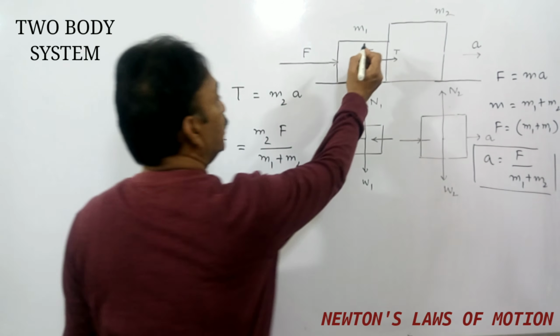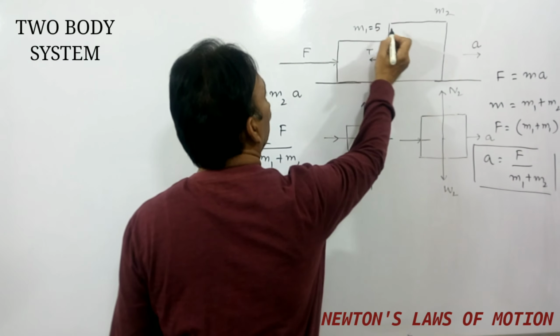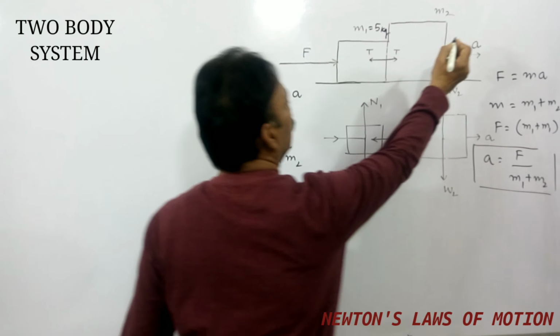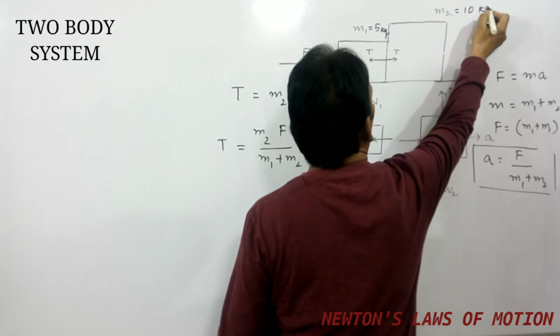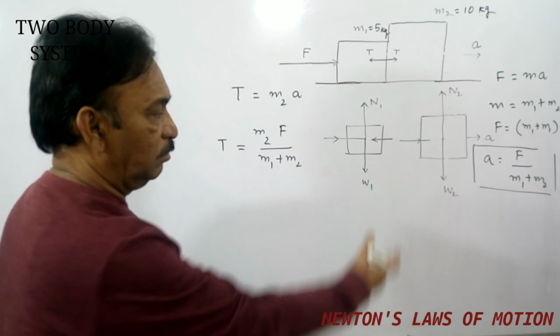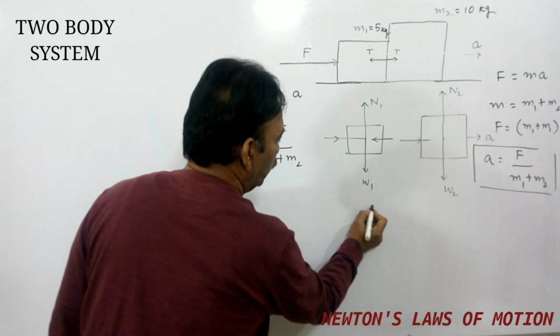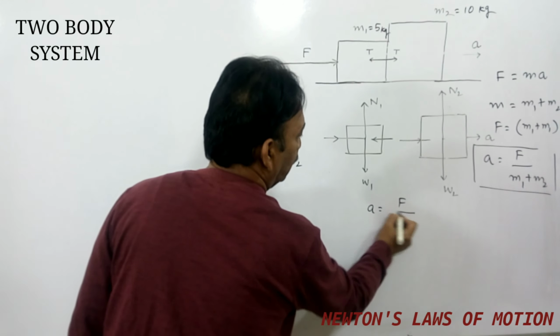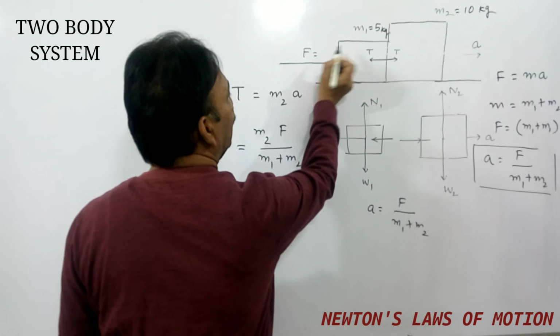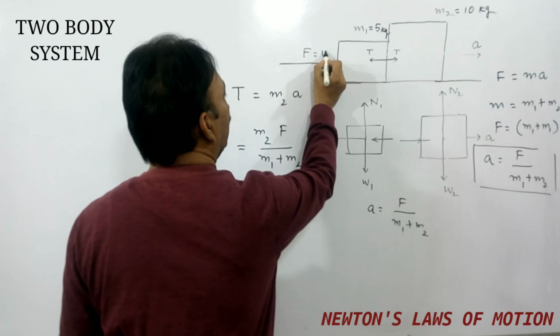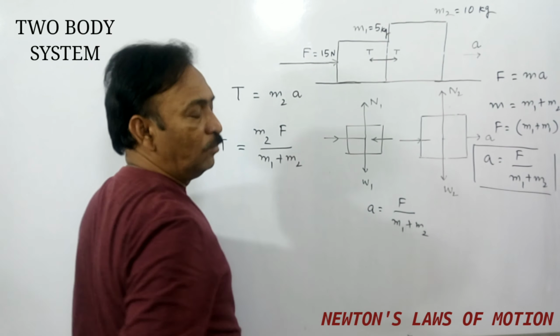Let's say m1 is equal to 5 kg. Students, we are doing one example quickly. m2 is equal to 10 kg, and we have to find the acceleration. Just simply apply the formula, you can do it fast: F by (m1 plus m2), and the applied force is, say, 15 Newton. Okay, students?